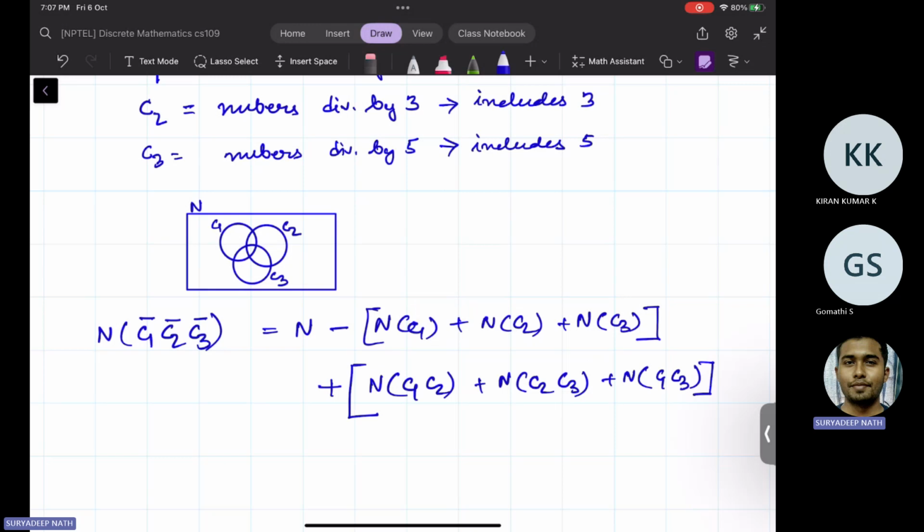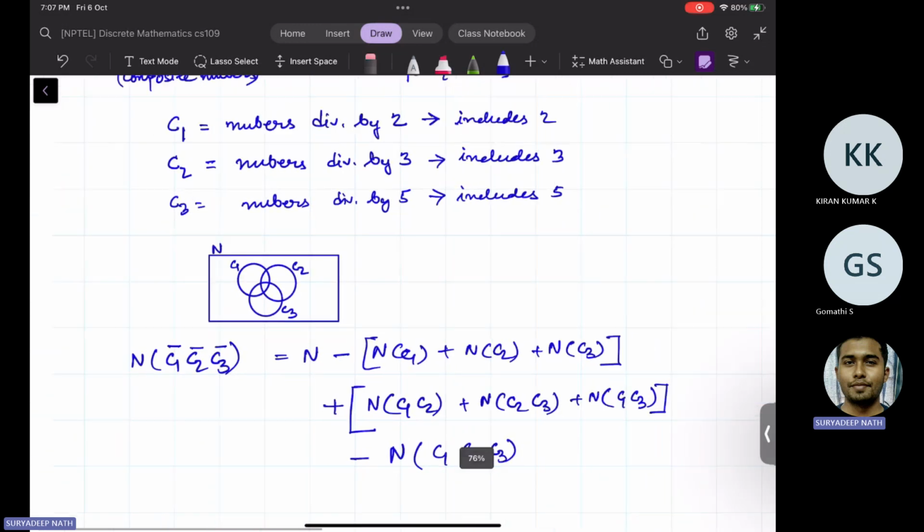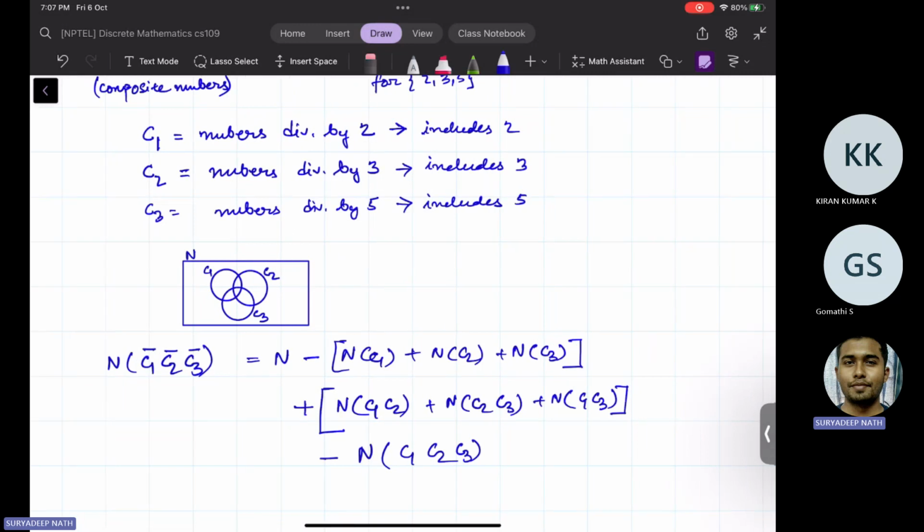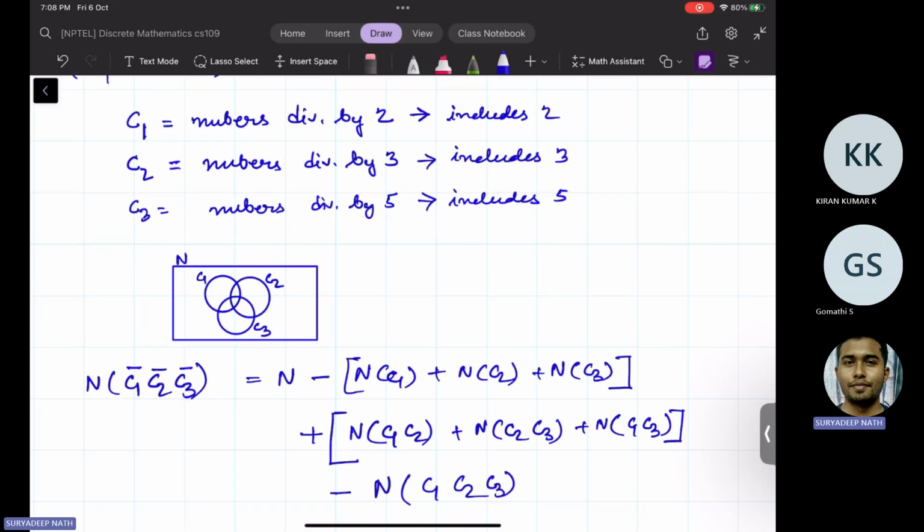I think these are the only three possible. Now we'll subtract n of C1, C2, C3. So that is all the numbers that are divisible by 2, 3, and 5. Like we found out in a previous question, when we have to find numbers divisible by a number, we have to take the floor, or the lower integer value, upon dividing by that number. And if we have two or more numbers, we'll have to divide by the LCM of them.